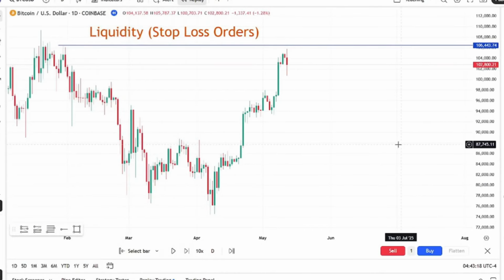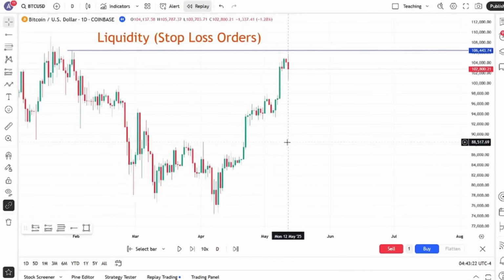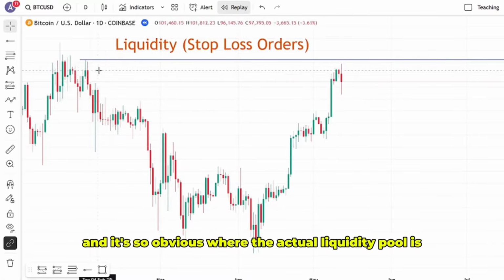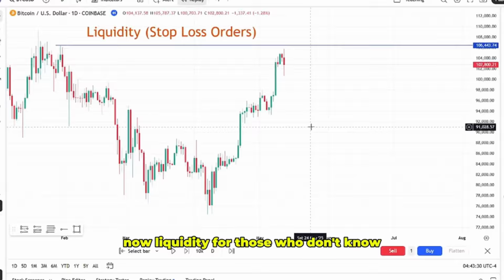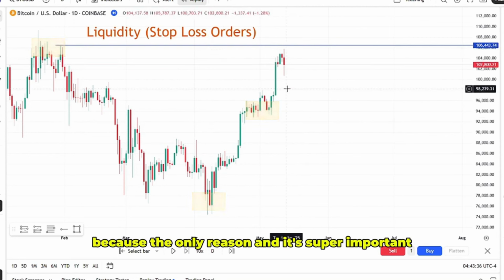Now, when I say higher time frame, I literally mean the daily or 4 hour chart. You can use either, but in this example, I'm going to use a daily chart just because it's so obvious where the actual liquidity pool is. Liquidity, for those who don't know, is simply major highs and major lows where there would be stop loss orders, right? Because the only reason, and it's super important, the only reason these markets move is for stop loss orders, right? It only moves for where the money is at.